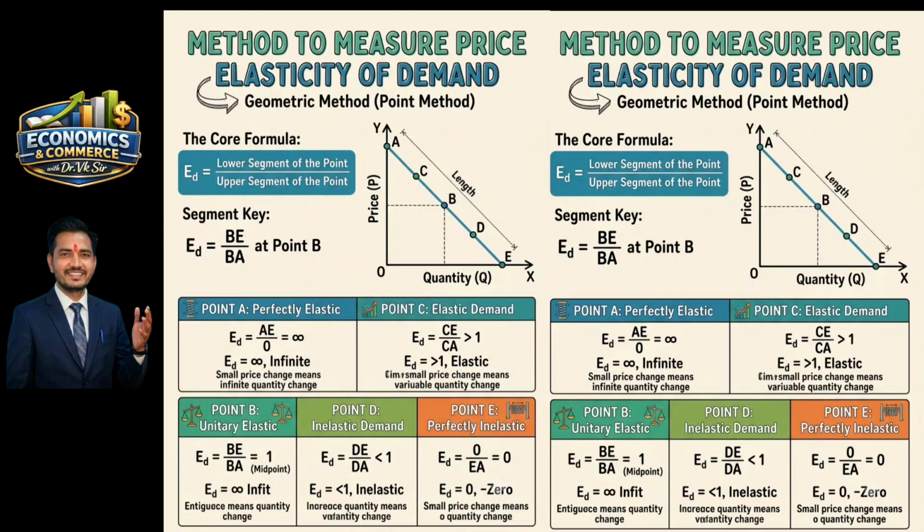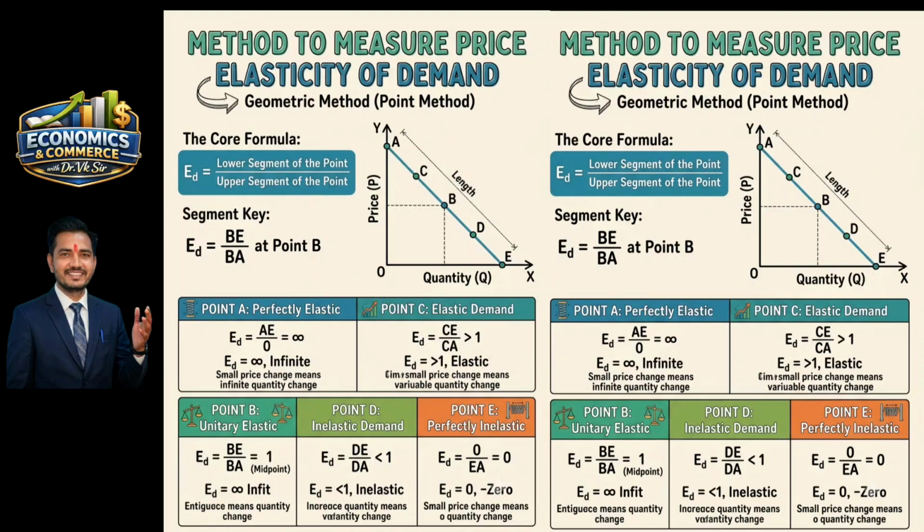So let's go for the formula. In this method, there is one formula: elasticity of demand is equal to the lower segment of the point upon the upper segment of the point. You should remember this formula because it is very important to find our elasticity of demand at any point of the demand curve.